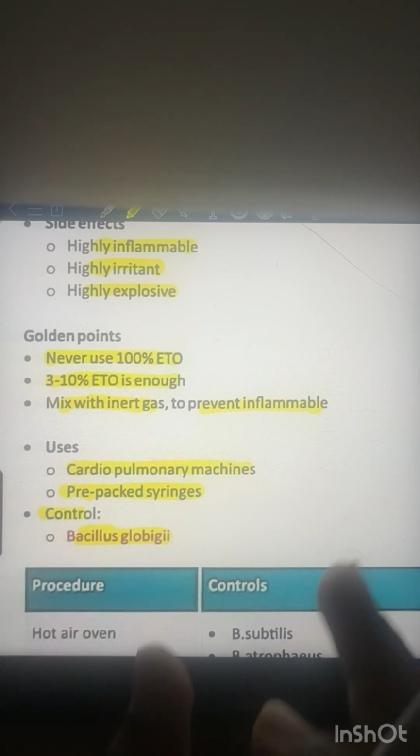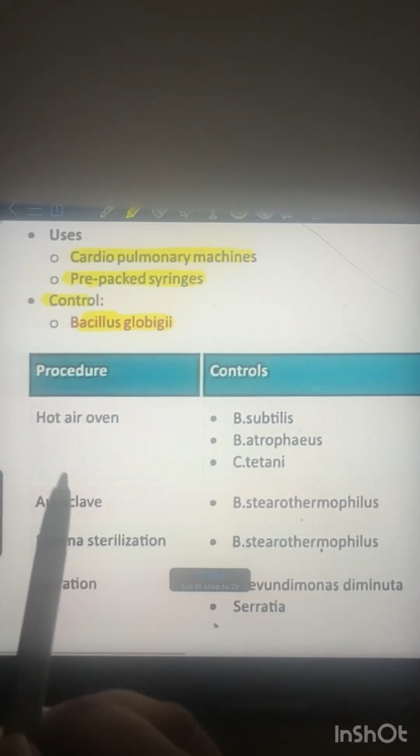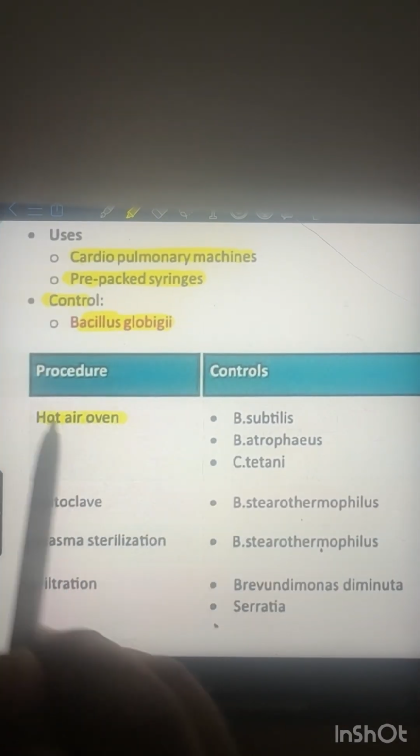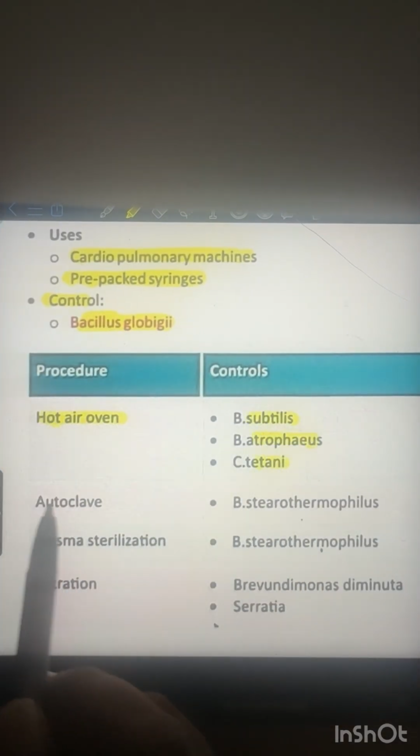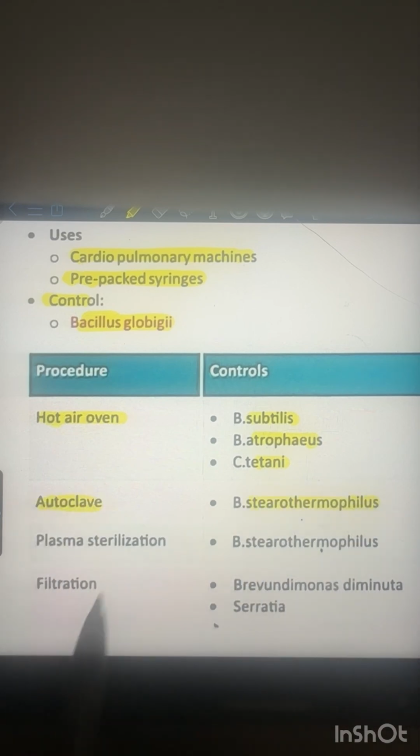What was the control that you had for a hot air oven? All the Bacillus, all the Clostridium. You could have Bacillus atrophaeus, Bacillus subtilis, and Clostridium tetani. For autoclave and plasma sterilization, your control is the same. That is Bacillus stearothermophilus. For filtration, you have to think of something small pore, small size, minute.